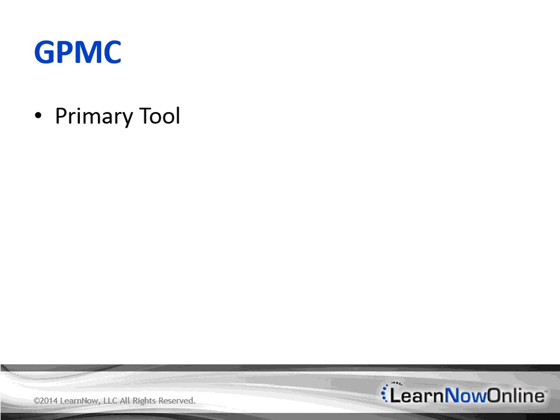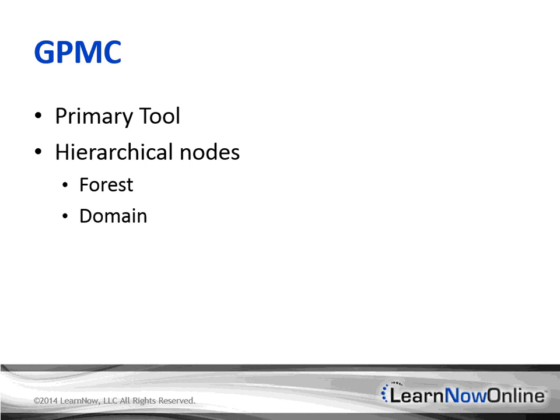You can open it from the Server Manager Tools menu or by typing gpmc.msc at a command prompt. Now, when you open the GPMC, you will see that it is organized into a hierarchical structure of nodes. And these nodes are the forest, domain, there's domain controllers, managed objects, OUs, GPOs, there's Windows Management Instrumentation or WMI filters, starter GPOs, sites, group policy modeling, and even group policy results.